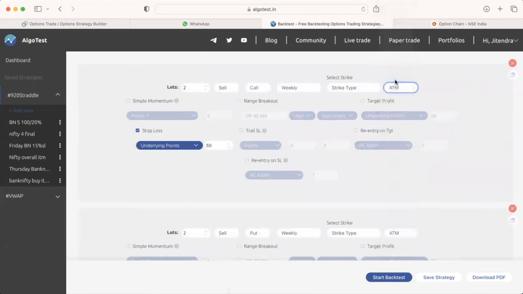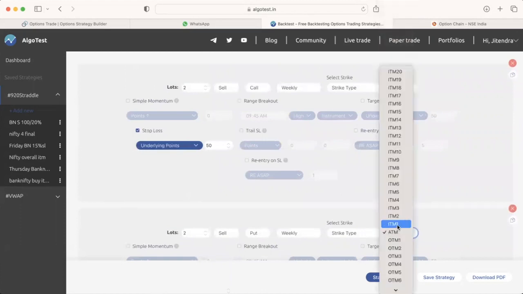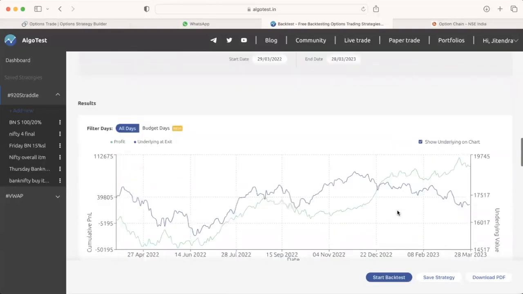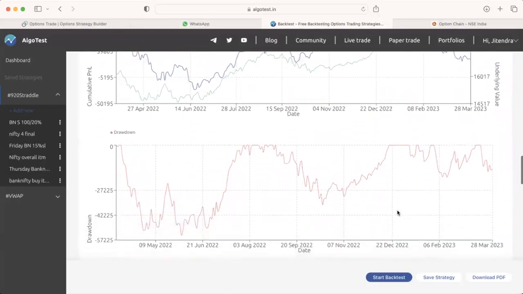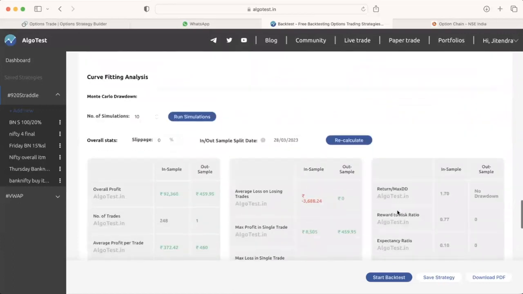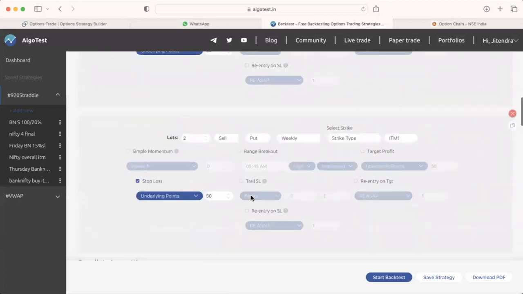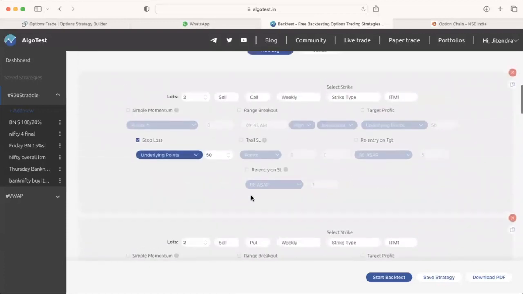In that, we'll just see if we use ITM 1, that is in the money 1. Is there any difference? I hope there is a difference in this. The profit has increased, but the average loss has also increased to 3,600. Average profit 2,800 and 62% winning rate. Again, this is not making much sense.